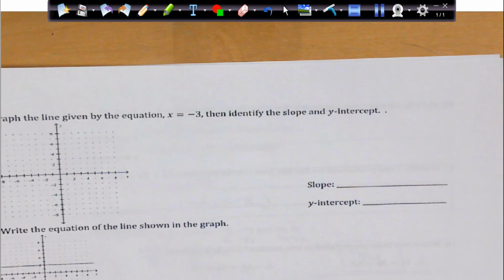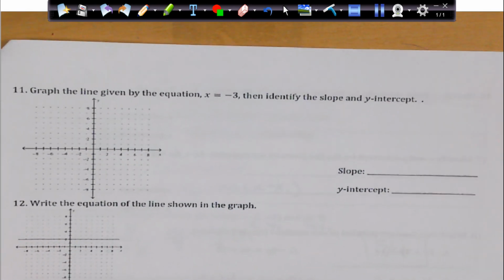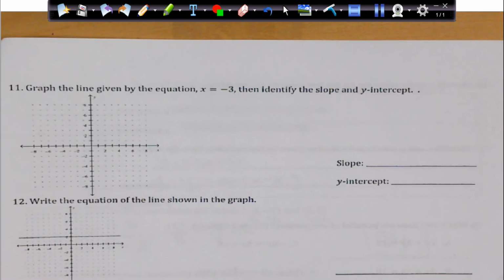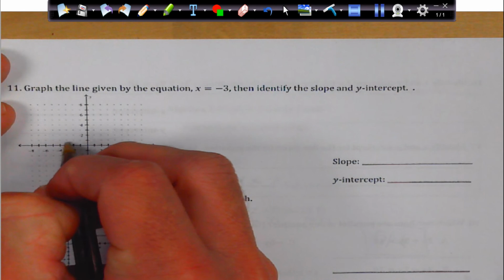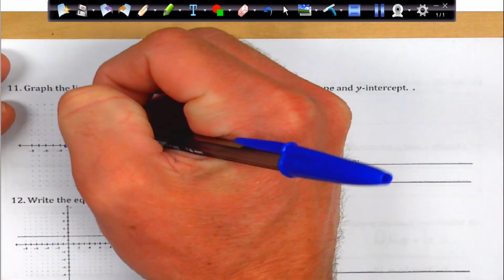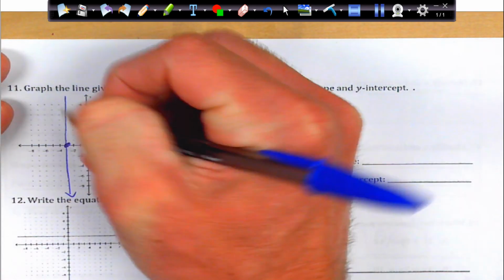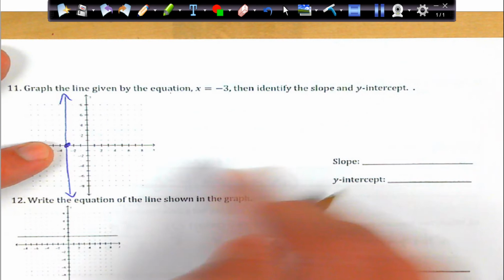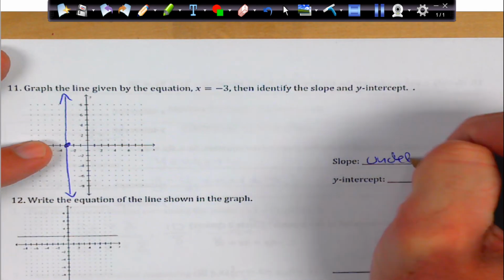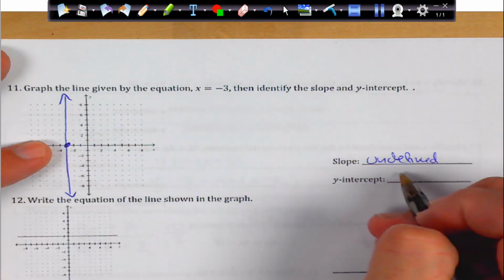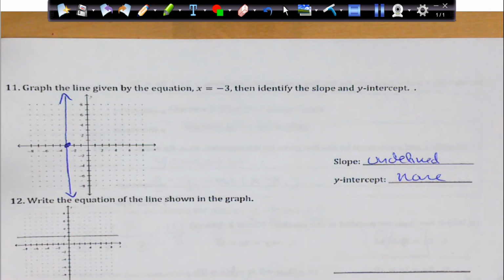All right, it says graph the line of the given equation. So on this one, we just go to negative 3 on the x, and then we just graph up and down. Remember, x's are up and down. So there's the graph. What's the slope? Well, it's undefined. You don't have a slope when you do that. And my y-intercept is none. It never hits the y-axis.